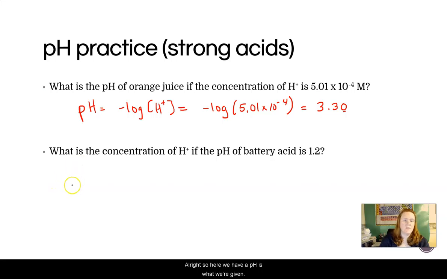All right, so here we have a pH that is given, which means I'm probably going to use the formula where H plus is equal to 10 to the negative pH. So it's just undoing this equation, right? Because log is base 10, okay?